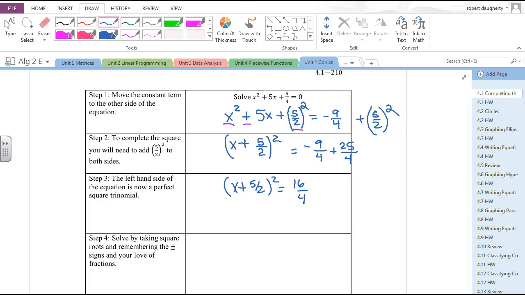That's 4, okay? So this is x plus 5 halves squared equal 4. Now I can do what? Square root of both sides. So this is x plus 5 halves equal, what do I write next? Plus or minus. What's the square root of 4? 2. Okay. So x equal negative 5 halves plus or minus 2.